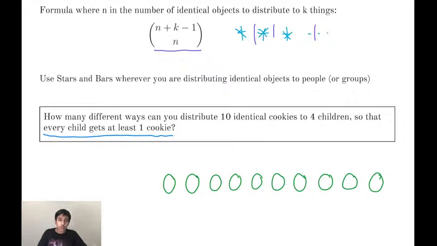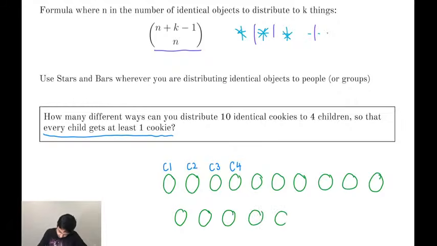Well, we can just designate 1 cookie per child. So you can just say child 1 gets the first cookie, child 2 gets the second cookie, child 3 gets the third cookie, and child 4 gets the fourth cookie. And then there are 6 cookies left. And these 6 cookies you must distribute to 4 children. And how many ways are there to distribute 6 cookies to 4 children? Well, in order to count that, we just place 3 bars in between. So we place 1, 2, 3. You can place them anywhere. And how many ways are there to arrange this? That's just going to be 9 choose 3, or 84.